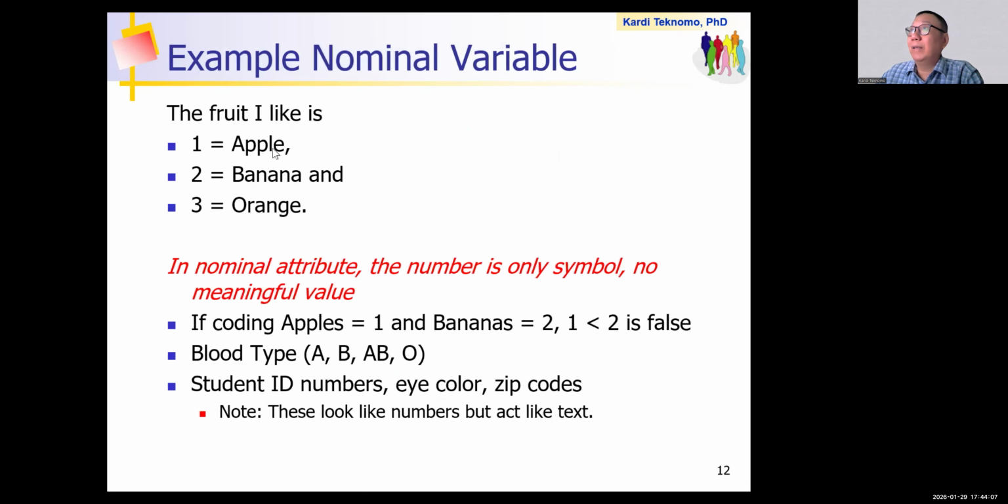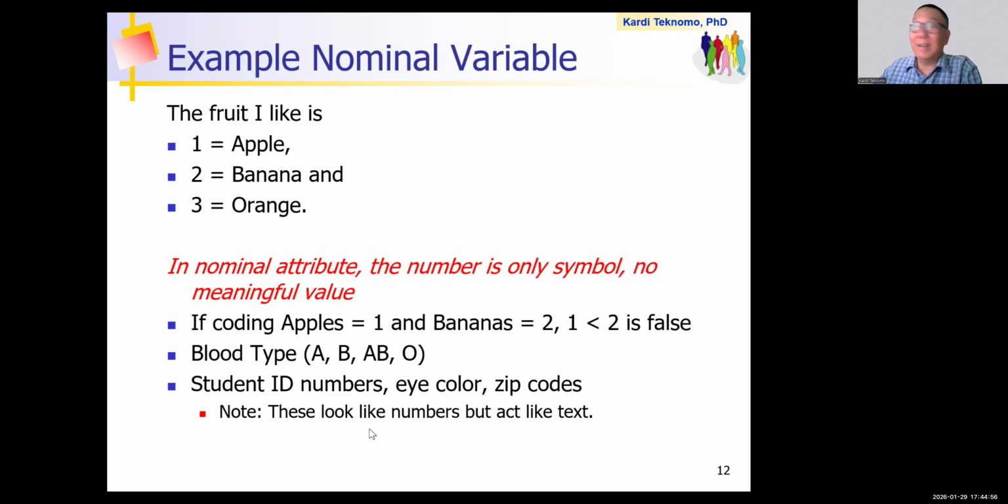These are examples. The fruit I like is apple, banana, orange. It's up to you to define what number apple is. But if you put apple as 1 and banana as 2, it doesn't mean that 1 is less than 2, right? Because this represents distinctness, not order. Other examples are blood type, student ID number, eye color, zip code. They look like numbers, but actually they are text. Including the hex color of the web. They look like numbers, but they are actually labels.